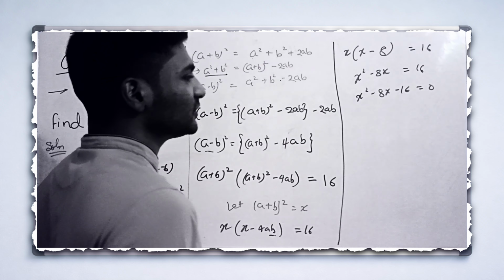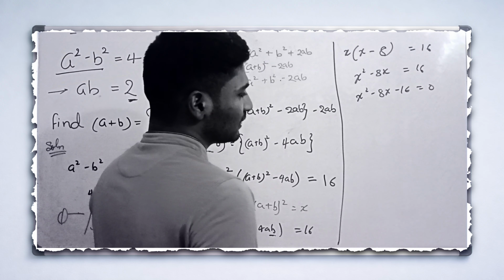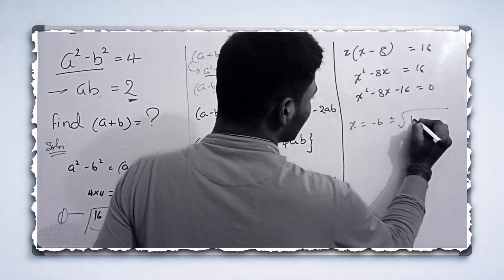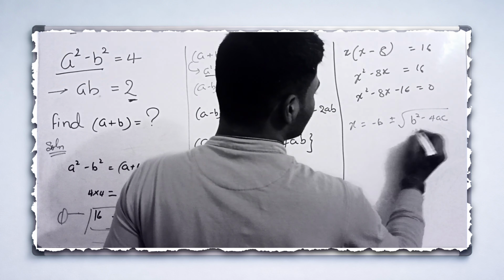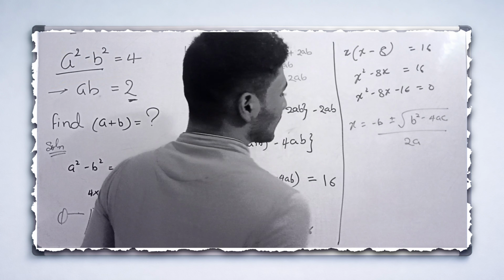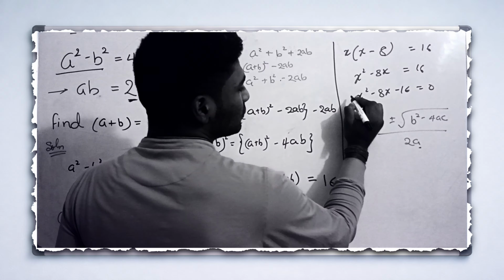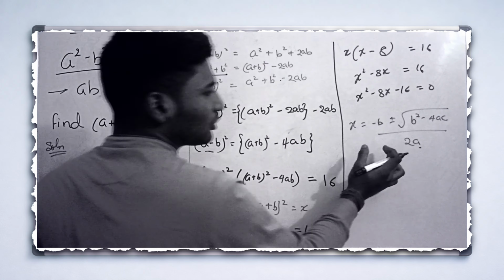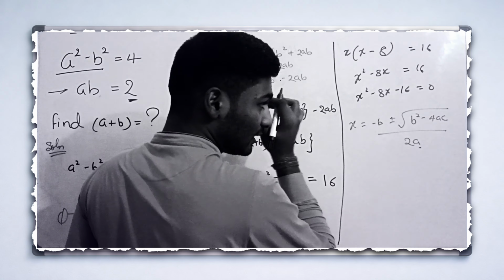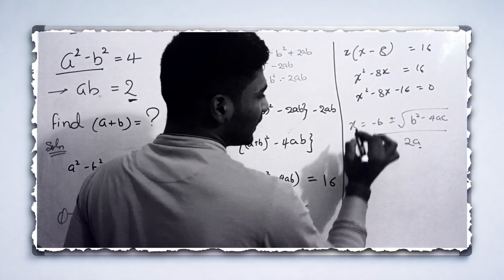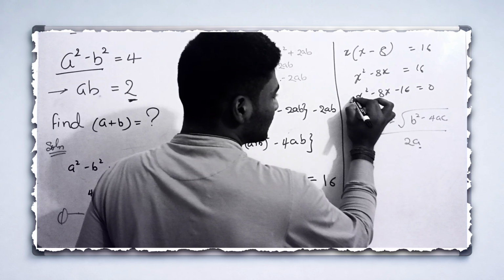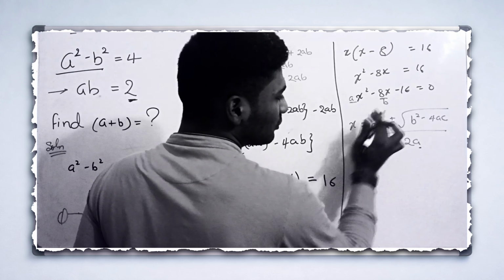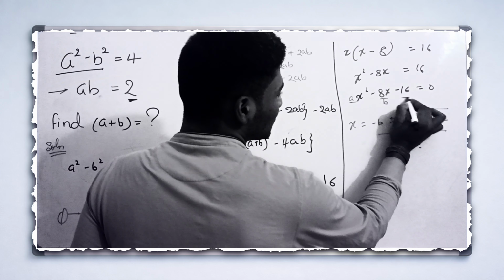Now using the Sridharacharya rule, which says x is equal to minus b plus minus under root of b square minus 4ac over 2a. So what is the value of a? Here a is not this value of a and b. We are talking about it as per this quadratic equation. So the value of a is the coefficient of x square, b is the coefficient of x, and c is our numerical term.